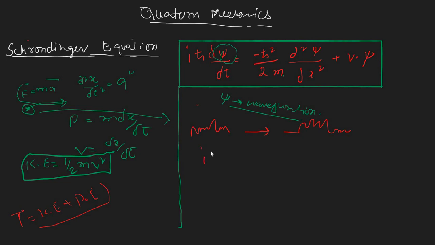So here, this term, i h cross d psi by dt, is our total energy, where this term would be the kinetic energy, and this one is the potential energy.